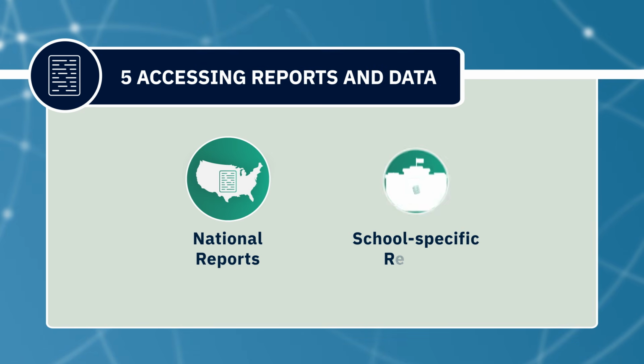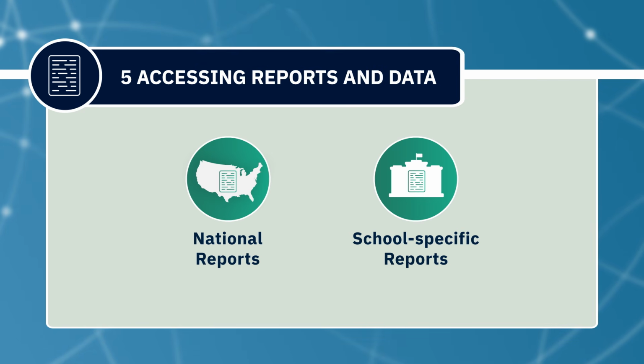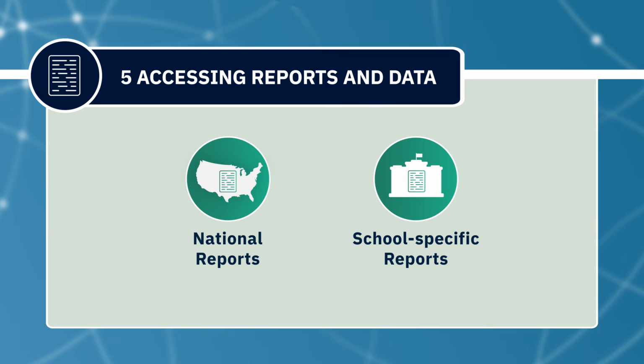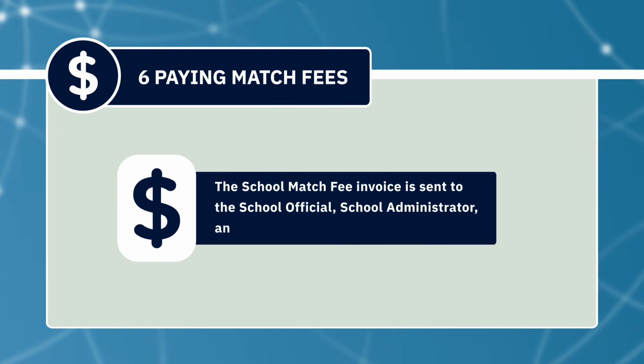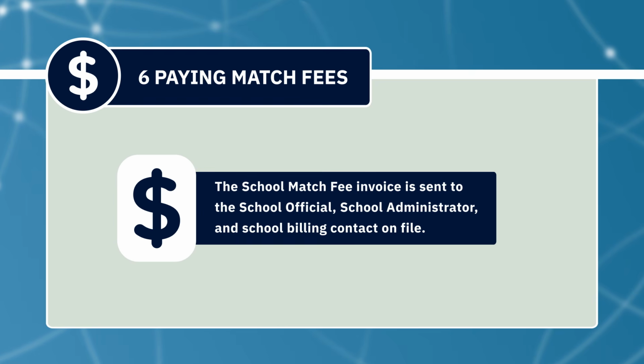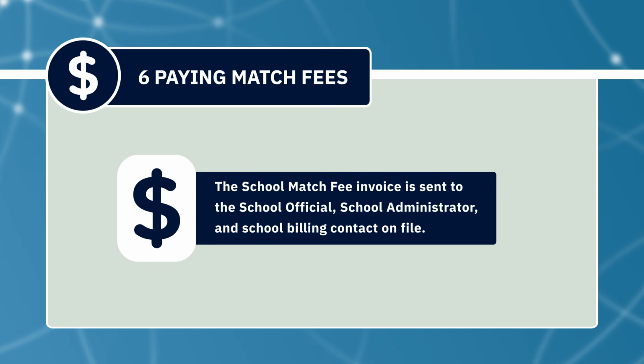Step 5. Accessing reports and data. The NRMP compiles national and school-specific reports to help medical schools assess their students' outcomes and guide future applicants. Schools will be notified as these tools and resources become available, so they can access the most current data for advising. Step 6. Paying match fees. After the match concludes, the NRMP will send the invoice for school match fees to the school official, school administrator, and the school billing contact on file.